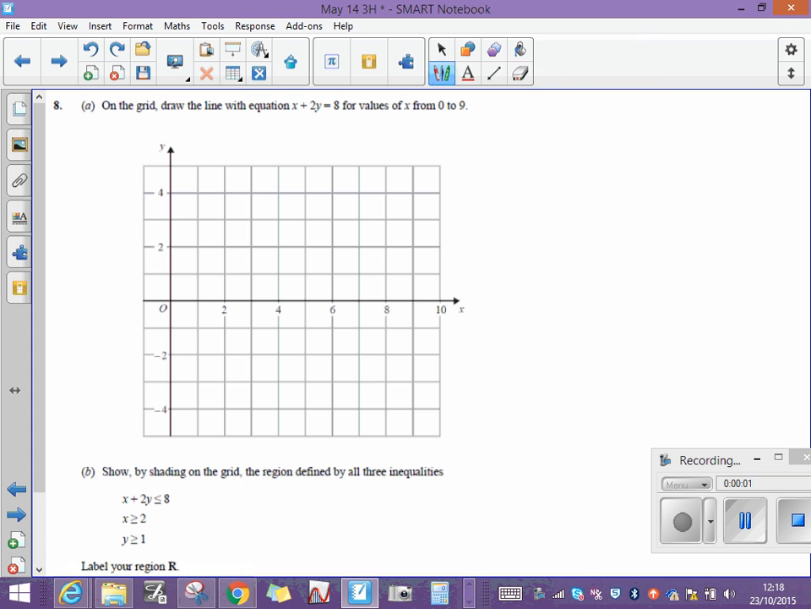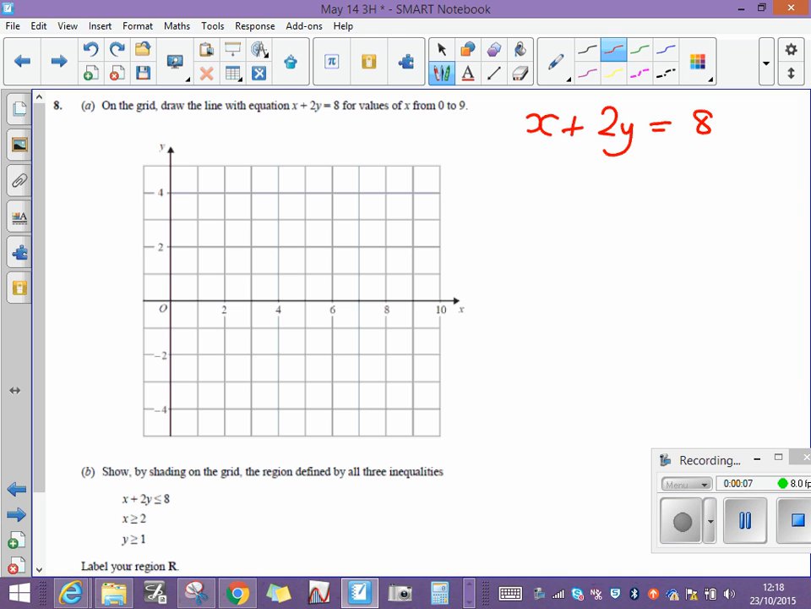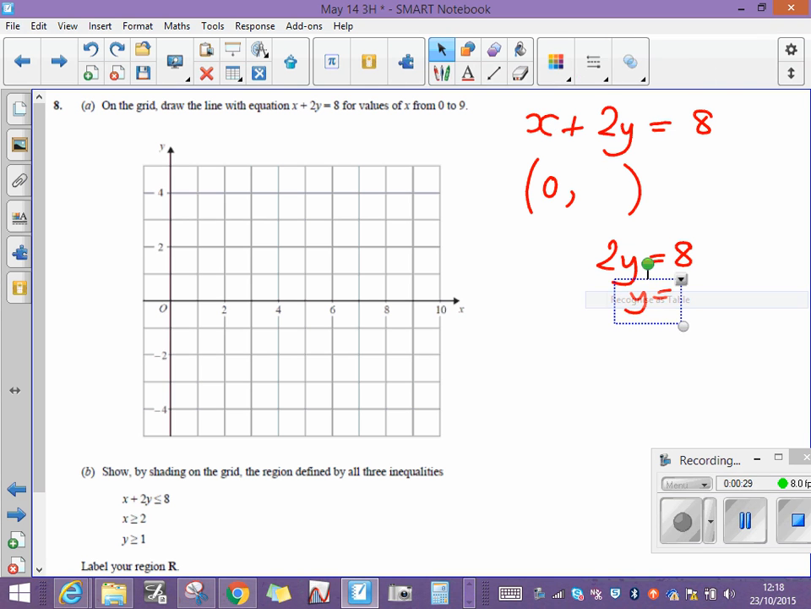The easiest way to draw this particular straight line, x plus 2y is equal to 8, is to find where this line intersects with the two axes. And the way to do that is to put, first of all, x equal to 0 and then y equal to 0. So if the x coordinate is 0, x is now 0, I'm left with 2y equals 8 because the x has disappeared. 2y is 8, which means that y must be 4.